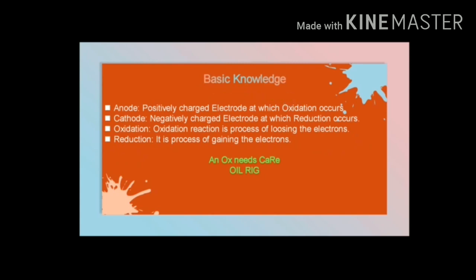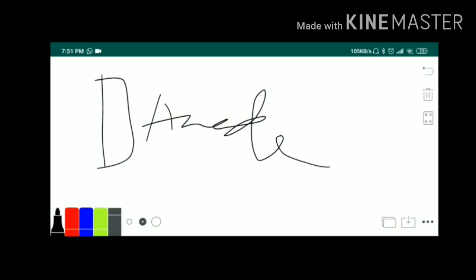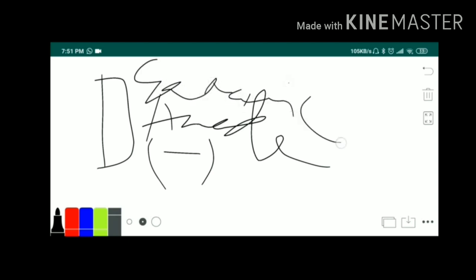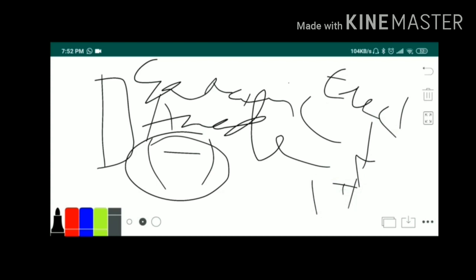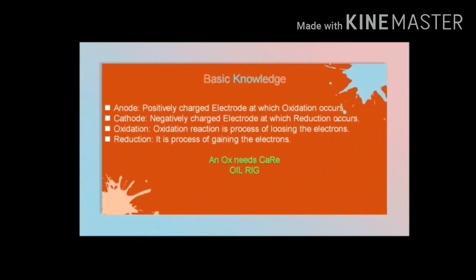In order to carry electricity, we need an anode, either negative or positive charge. I will tell that it depends on the different types. If it is galvanic, anode is negative. If it is an electrolytic cell, anode is positive. Okay, it's a bit little confusing. Don't worry, I will explain that. So we need some basic things.